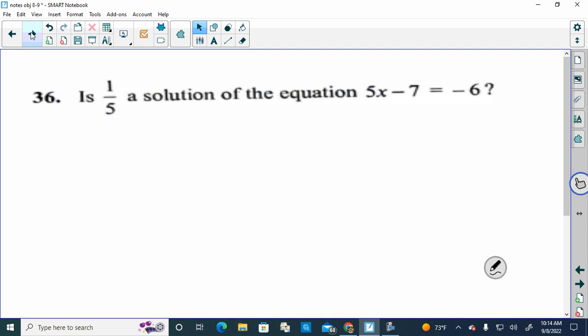So it says, is 1/5 the solution of the equation? So again, you can choose to plug it in like we did the second way. Or you just solve the equation and see if your answer winds up being that. You can choose whatever method you want to use. That makes sense. Okay. All right. Next one.